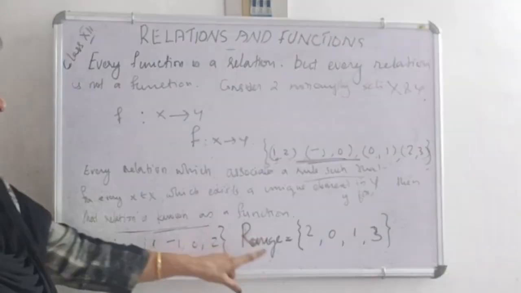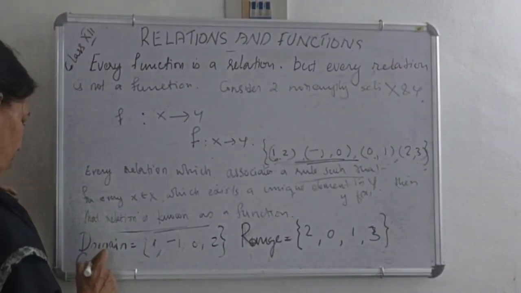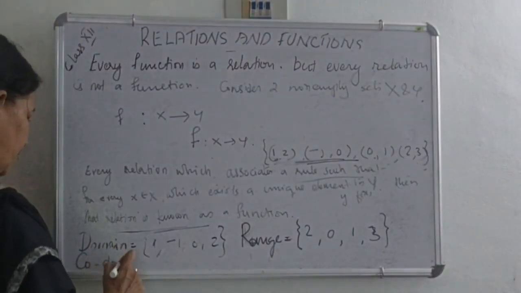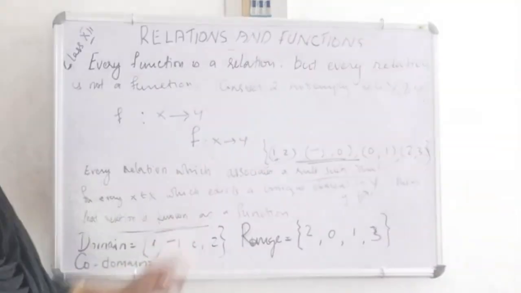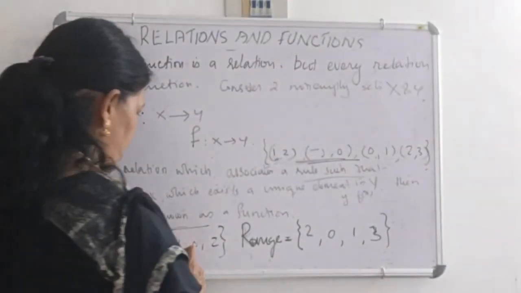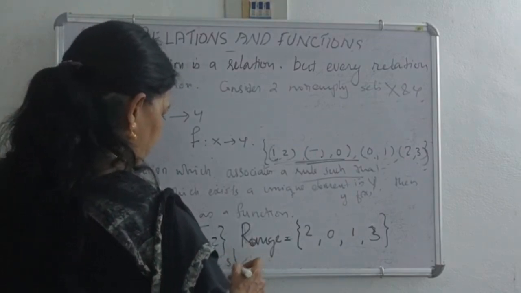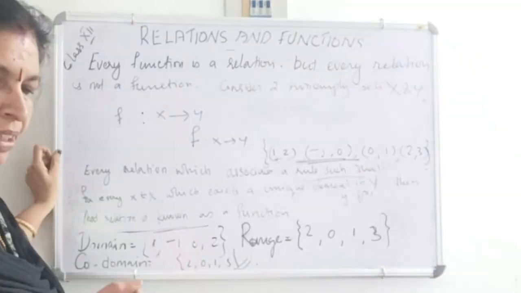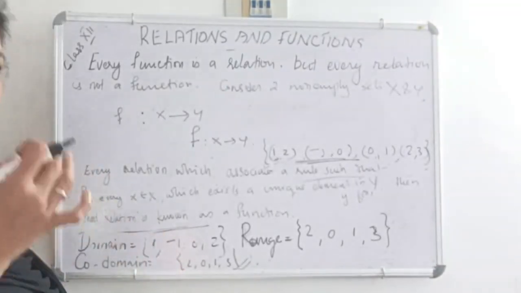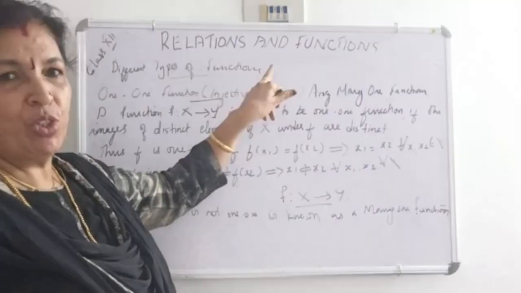Domain, range. Next, we study the term codomain. The set of all y elements is known as the codomain: 0, 1, 3. Range, domain, codomain. Next we can study different types of functions.